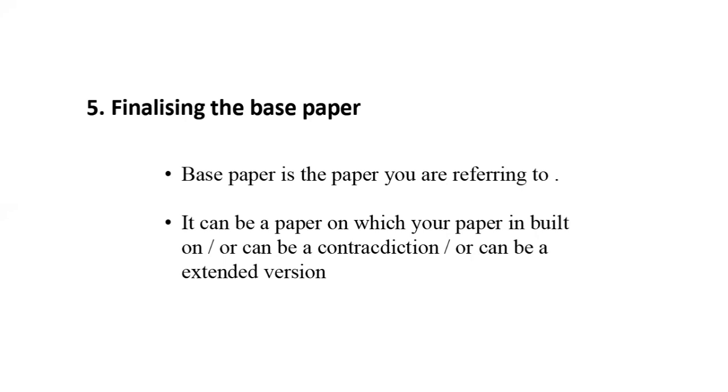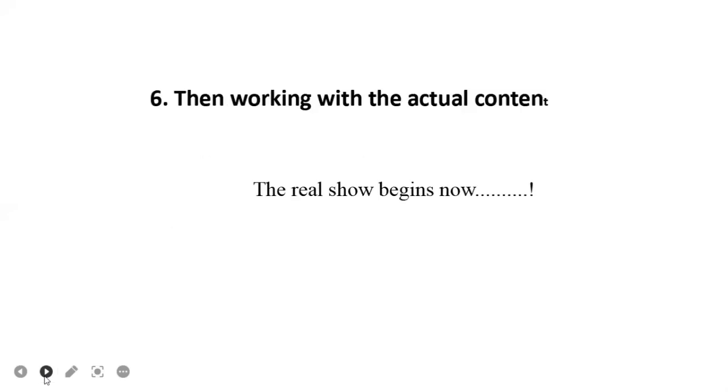Okay, these steps one to five are very important. One is the area of interest, after which comes considering the demand. Third is seeing other research works. Fourth, collecting 20 to 25 papers. And five, finalizing the base paper. After doing this, your actual content begins. Then you have to work on the real content of your paper. The real show begins now, and you need to have strong knowledge of the area you're choosing, right?